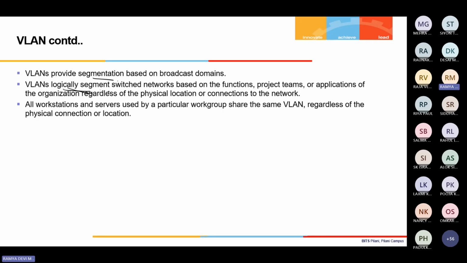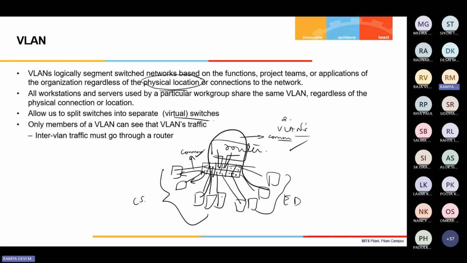Okay, all the HR systems can be in VLAN 20, even if they are connected to the same switch or a different switch. So in this example, the same switch is connected. Only one switch is there, so that has been categorized into two different departments.